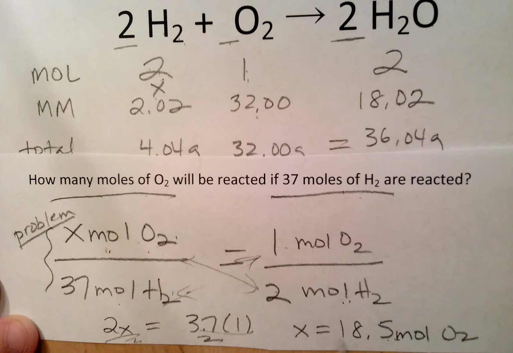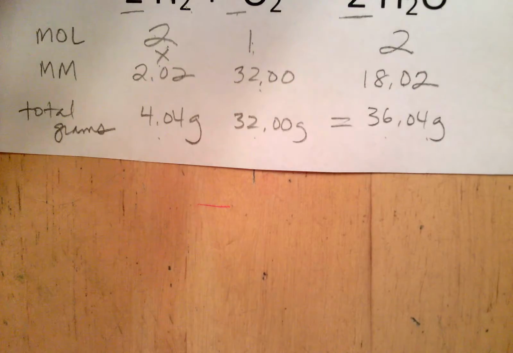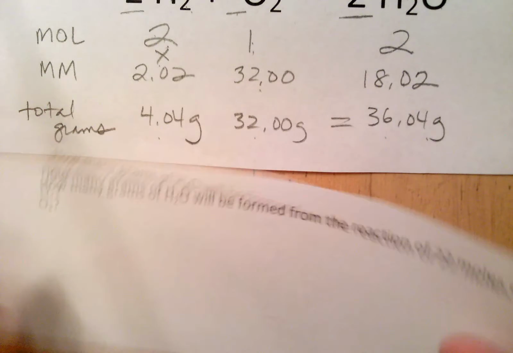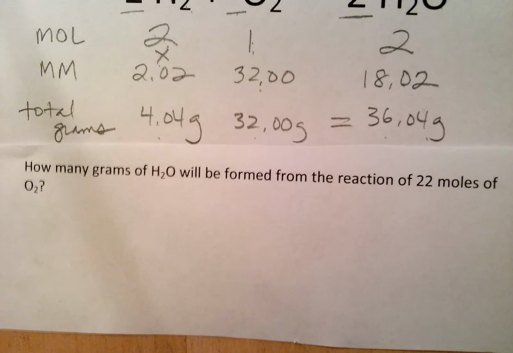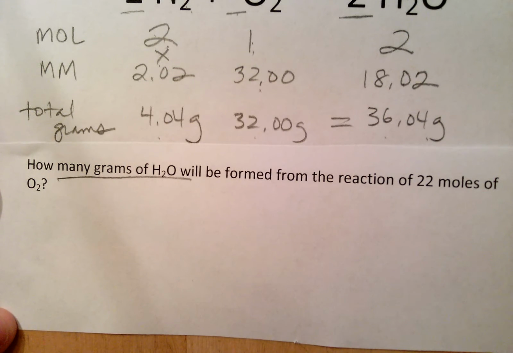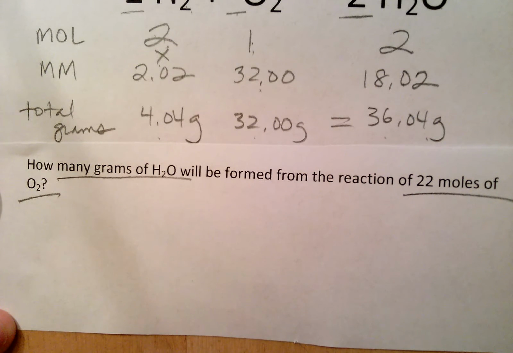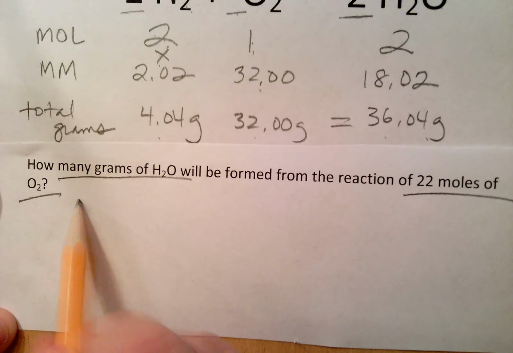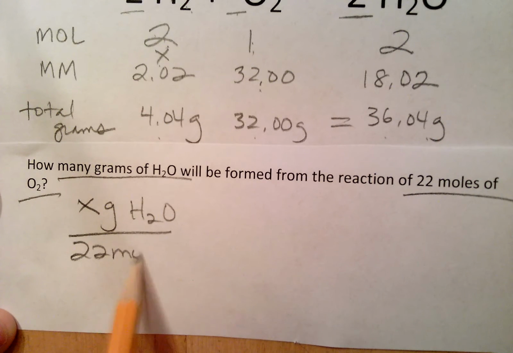So let's try another one that's a little bit more complicated. This one is moles to grams, or grams to moles, depending on which way you look at it. How many grams of H2O are going to be formed from the reaction of 22 moles of O2? So we're going to set our grams of H2O, X grams of H2O, to 22 moles of O2. That's pretty simple. This all comes from the problem itself: X grams of H2O to 22 moles of O2.